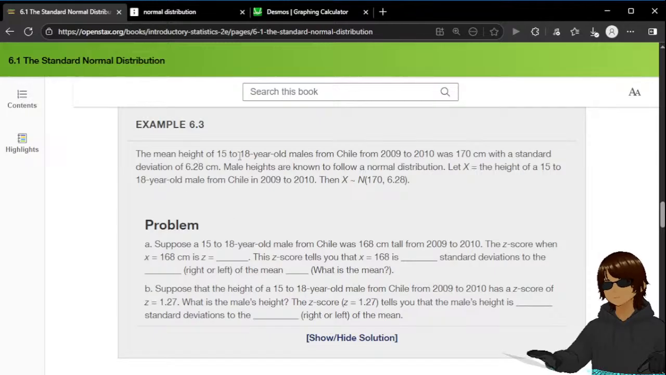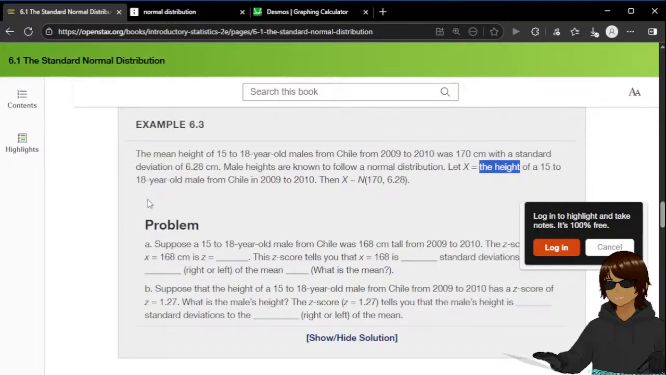The mean height of 15 to 18-year-old males from Chile from 2009 to 2010 was 170 centimeters with a standard deviation of 6.28 centimeters. Male heights are known to follow a normal distribution. Let x be the height of a 15 to 18-year-old male from Chile in 2009 to 2010. So it follows a normal distribution with mean 170 and standard deviation of 6.28.